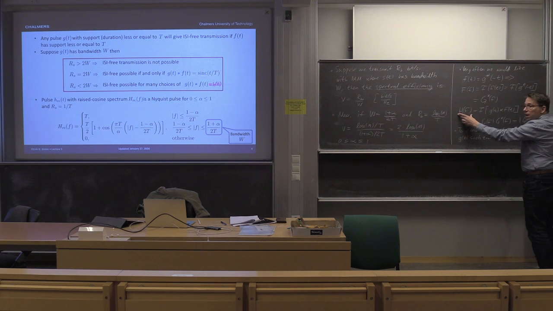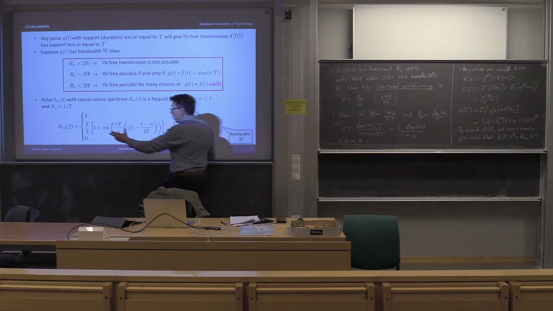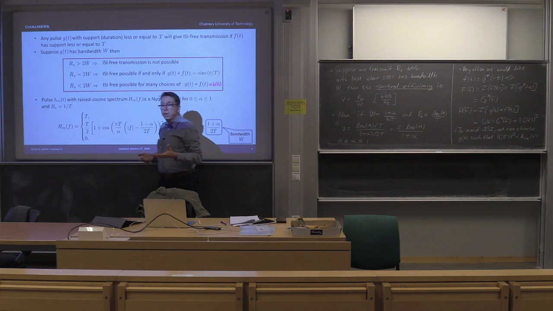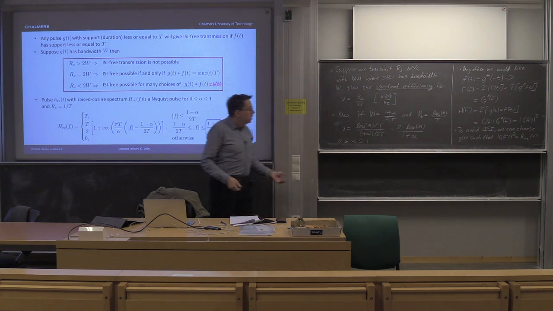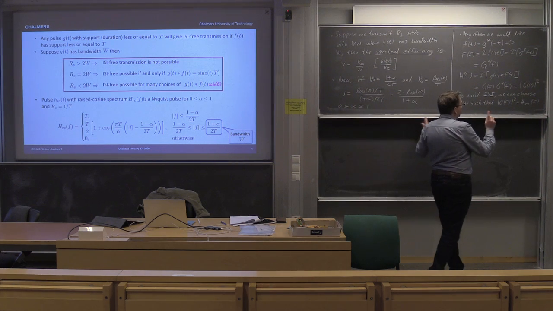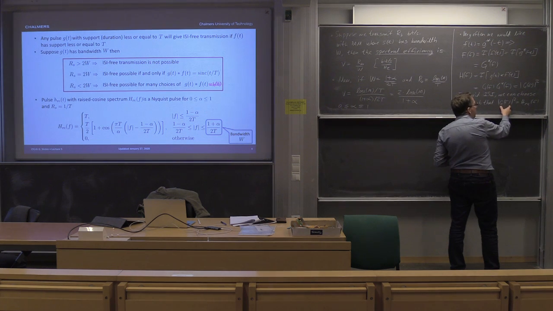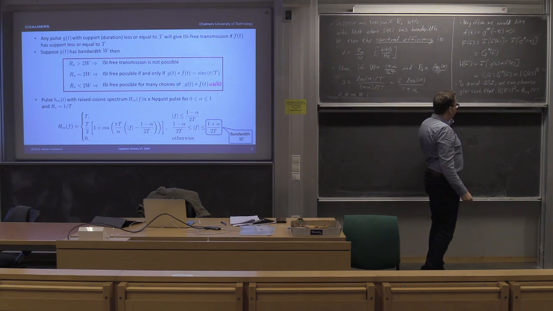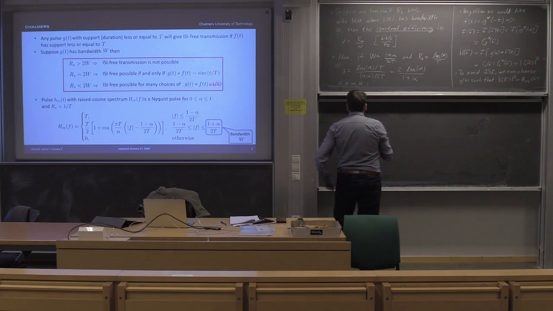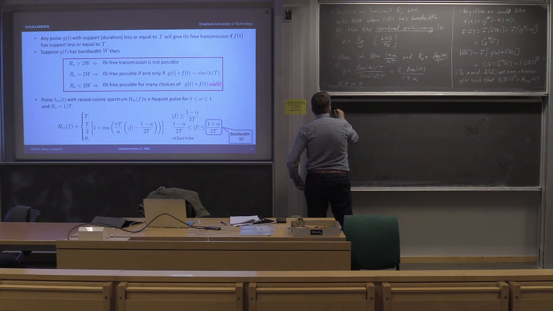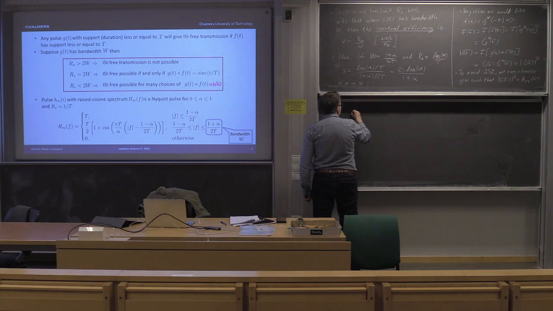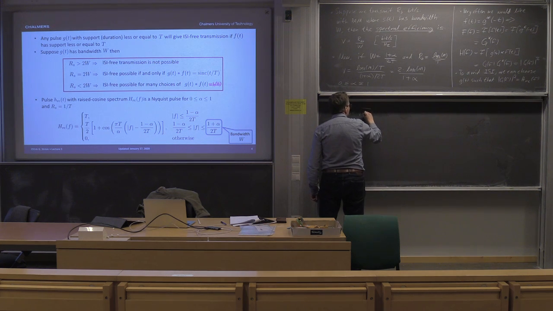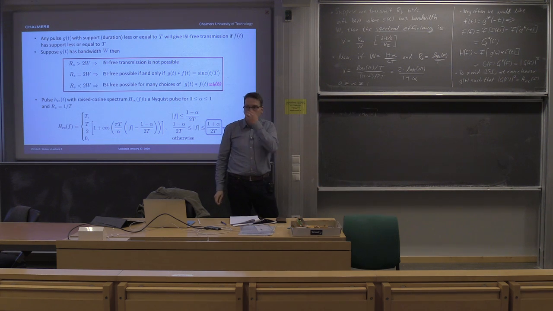One choice of capital H here is the raised cosine spectrum. So let's pick that, okay? So we choose G such that the magnitude squared of the Fourier transform of G is equal to this raised cosine spectrum. Another way to say this is that G of f is the square root of the raised cosine spectrum.